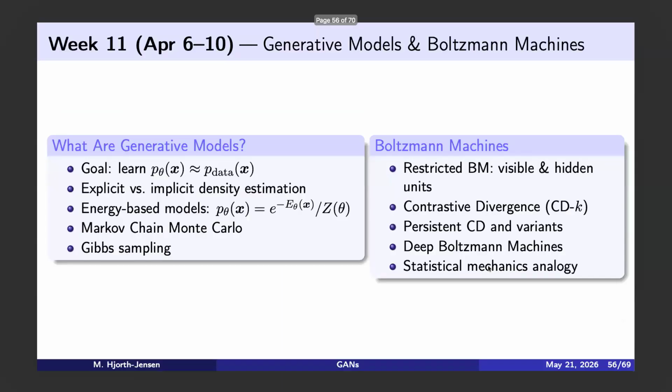Then we went to the generative methods, and the goal for the generative ones, when you have a tractable or approximate probability, is to learn a probability distribution from the data, where you have some parameters theta, and you want to approximate that to reproduce the data. You have explicit versus implicit density estimations: explicit Boltzmann machines, variational autoencoders, diffusion models, implicit GANs. The energy-based model is a Boltzmann machine, based on the Boltzmann distribution, and you use Monte Carlo sampling and Gibbs sampling.